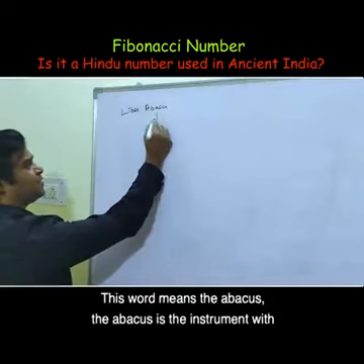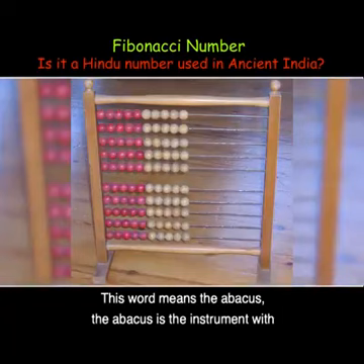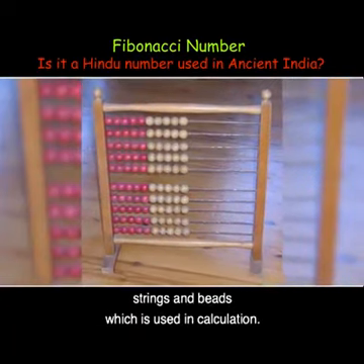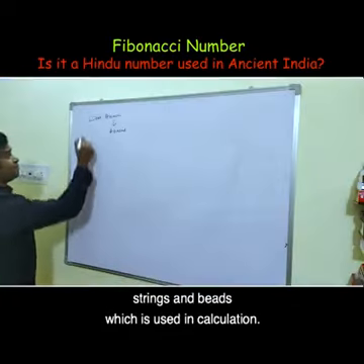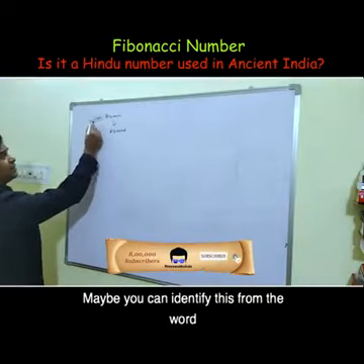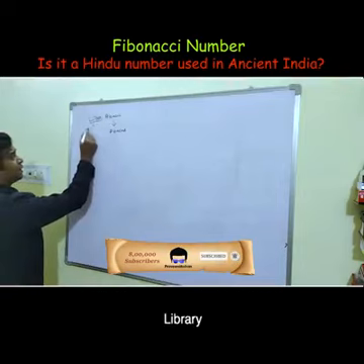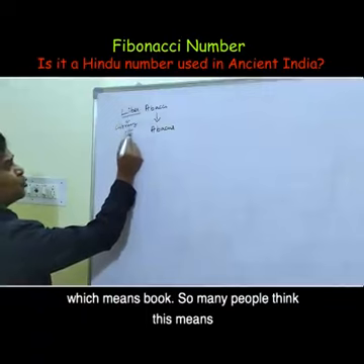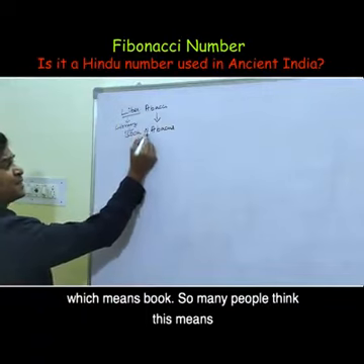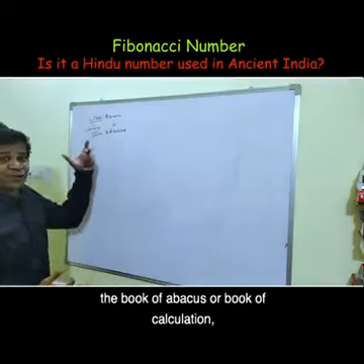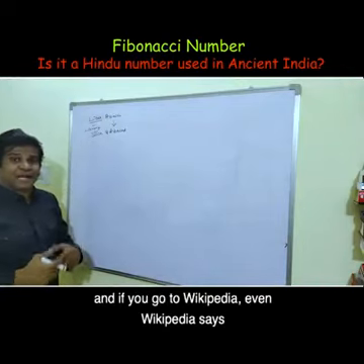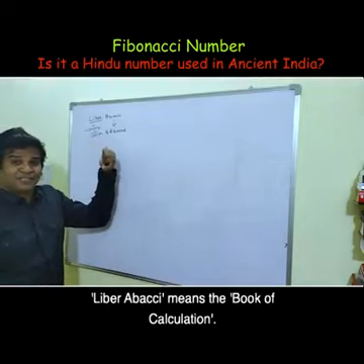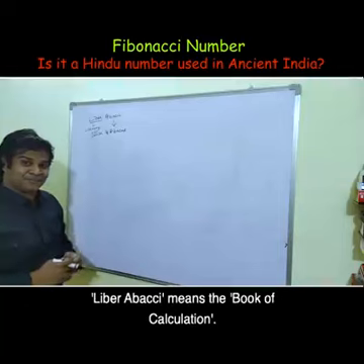This word means the abacus. The abacus is the instrument with strings and beads which is used in calculation. And maybe you can identify this from the word library, which means book. So many people think this means the book of abacus or book of calculation. And if you go to Wikipedia, even Wikipedia says Liber Abaci means the book of calculation.